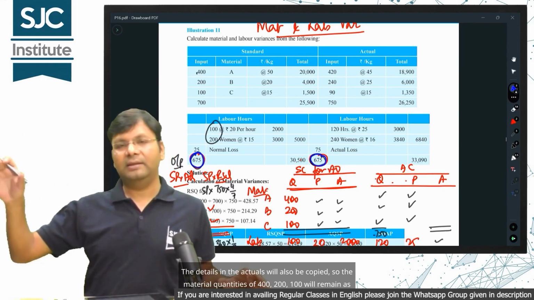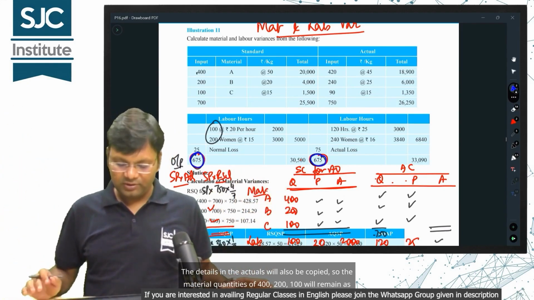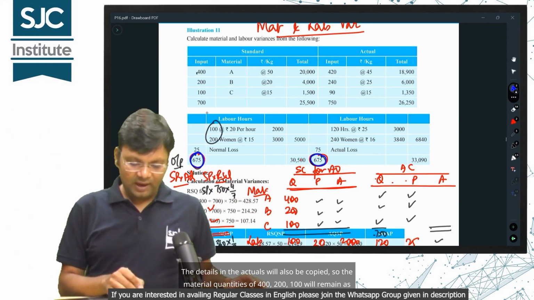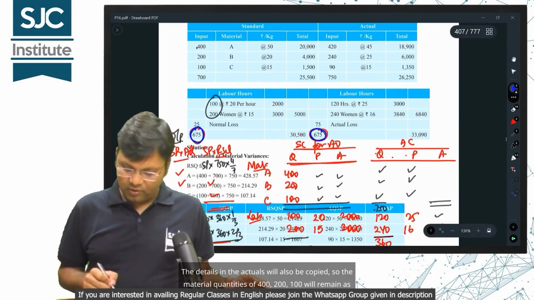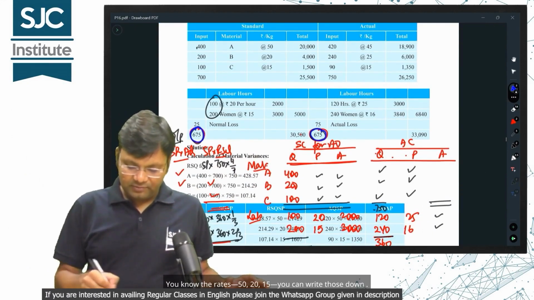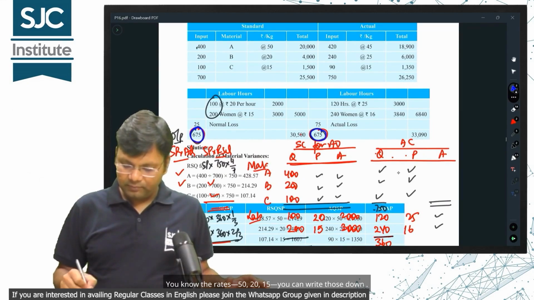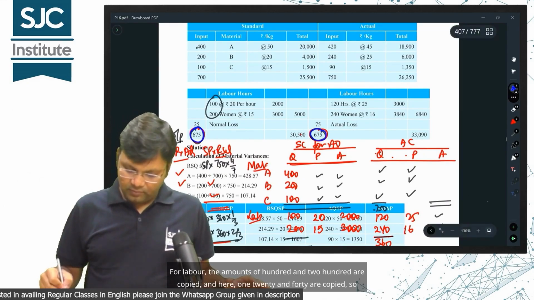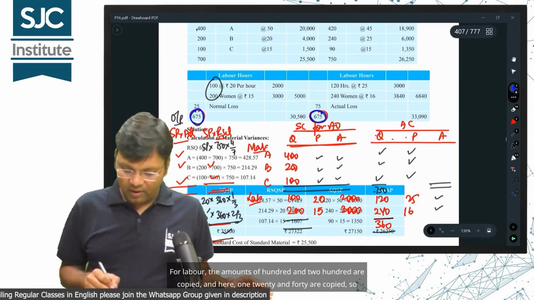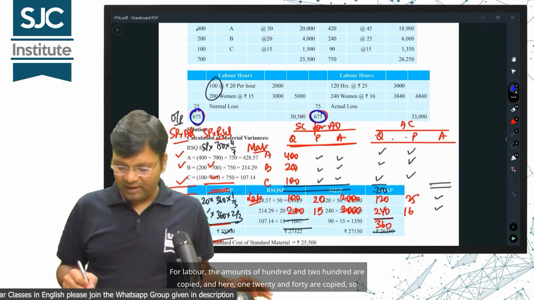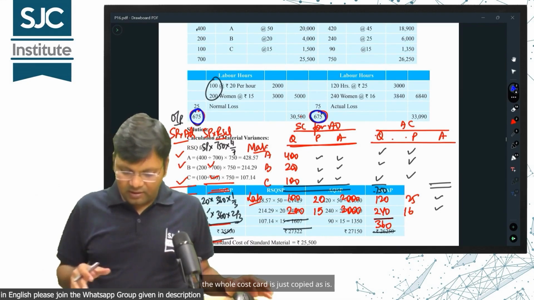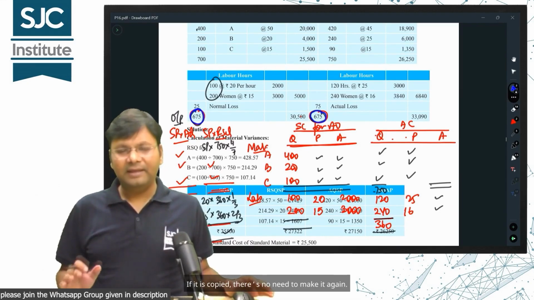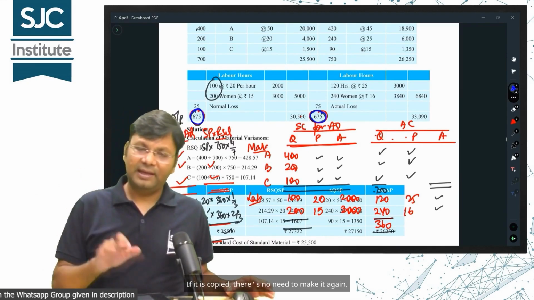The details in the actuals will also be copied, so the material quantities of 400, 200, 100 will remain as they are. You know the rates 50, 20, 15, you can write those down. The actuals remain as they are. The rate is copied. For labor, the amounts of 100 and 200 are copied, and here 120 and 40 are copied, so the whole cost card is just copied as is. If it is copied, there's no need to make it again.